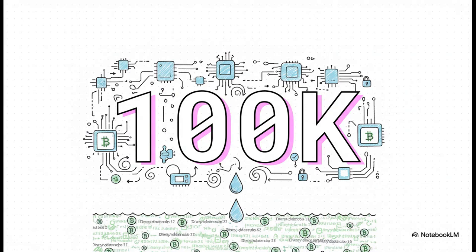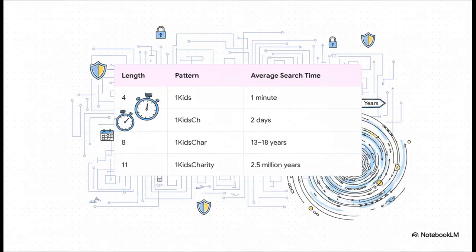And just to put that into perspective for you, your average desktop PC can crank through about 100,000 of these tries every single second. Now that sounds insanely fast, right? But believe me, when you start wanting a longer custom address, 100,000 a second is like trying to empty the ocean with a teaspoon.